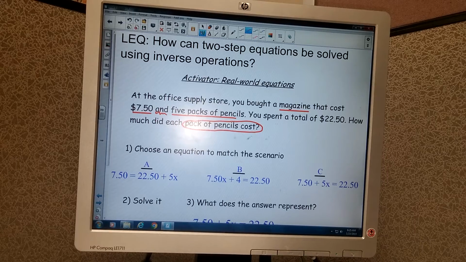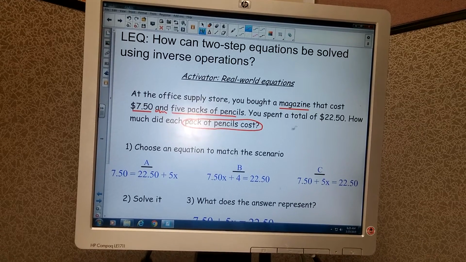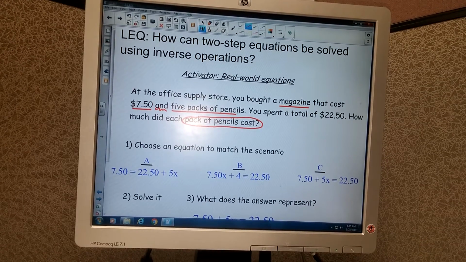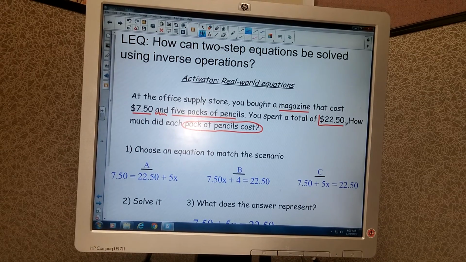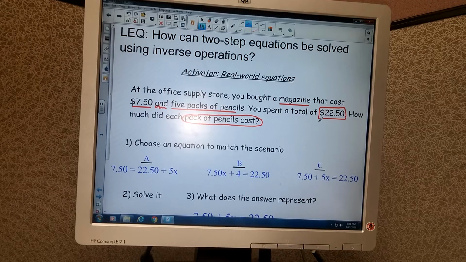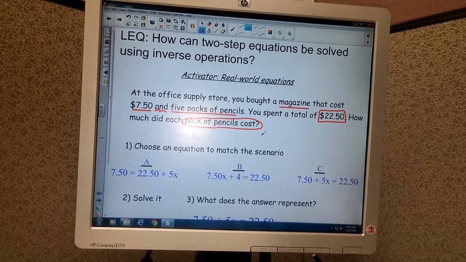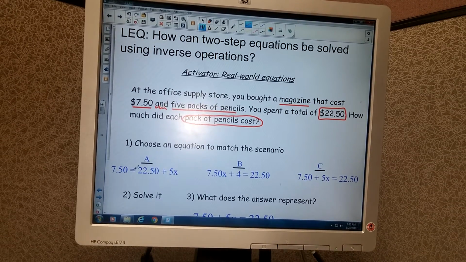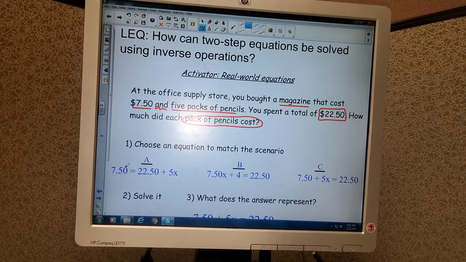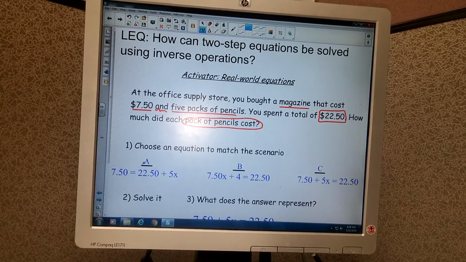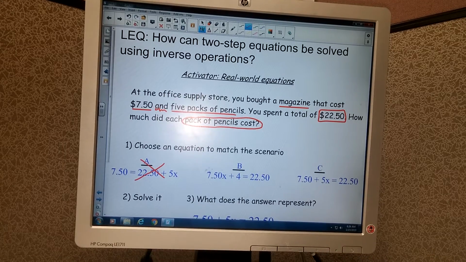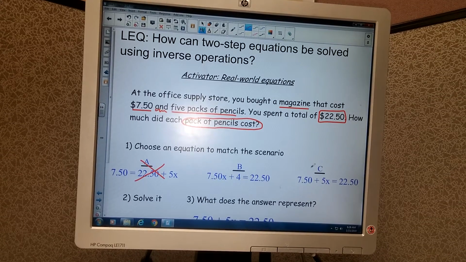We know the magazine was $7.50. We know the pencils were some more money, and we know there was 5 packs of them. Another key piece of information here is we know there was a total of $22.50. So as we set up our equation here, answer choice A is really a poor answer because it's saying $7.50, the cost of the magazine, was the total plus some of the pencils. That is absolutely not true. So it would be between B and C.